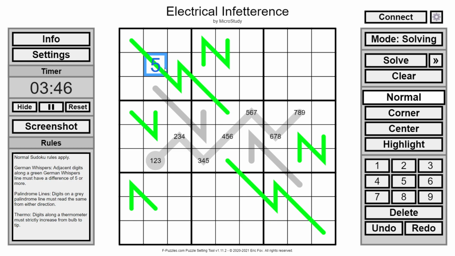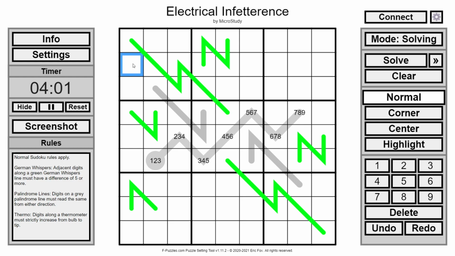So if we tried to put a 5 here, we need a digit that's at least 5 away. Or 5, the difference is at least 5. So we'd have to do a 0 or a 10 or something like that. Obviously that doesn't work. So 5s can't go on the German whispers.